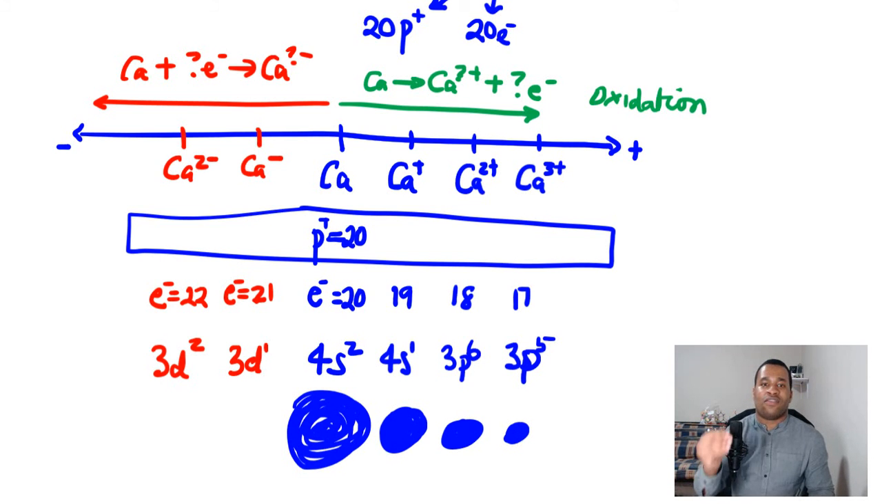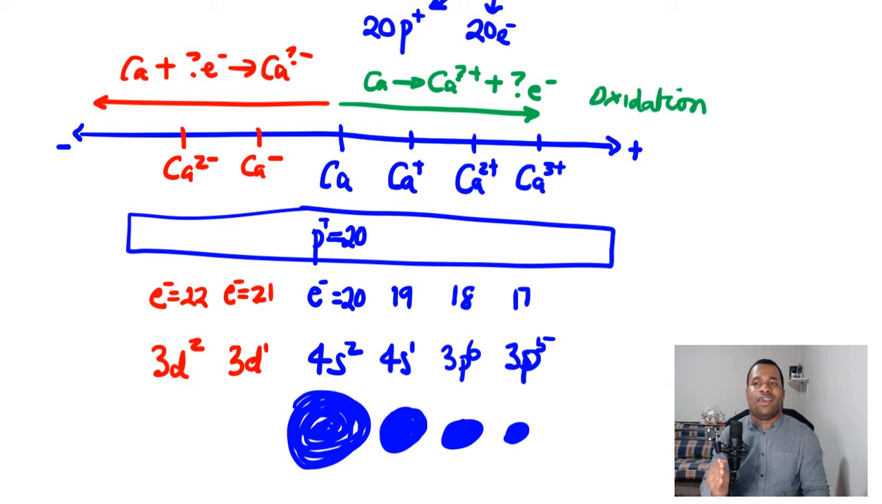So as you move from left to right, we have a decrease in the size, because of the increase in the attraction between the protons and the electrons, because we have fewer electrons, which leads to a decrease in shielding. Therefore, we have more protons attracting a smaller number of electrons in this particular case right here. So this leads us to the other phase, where if you're moving from right to left, what is happening?